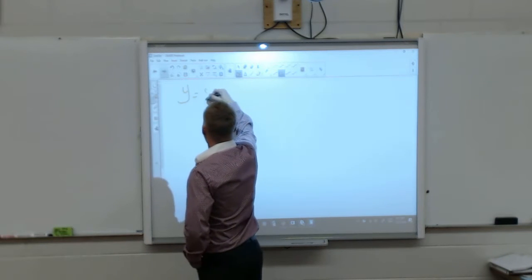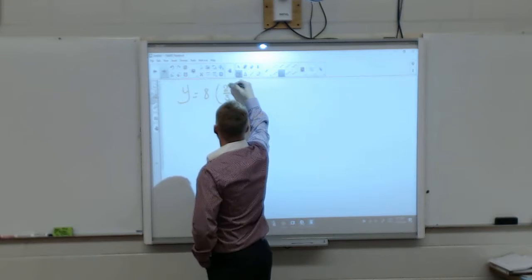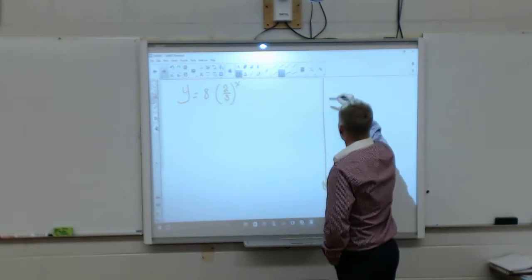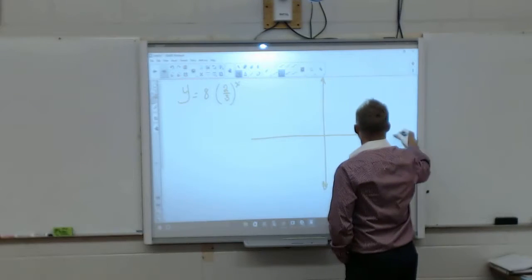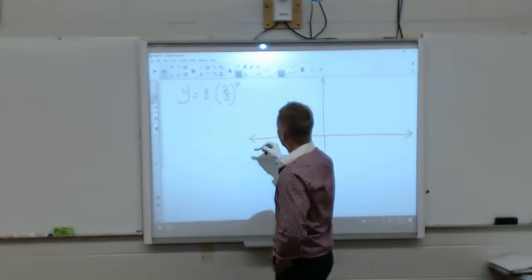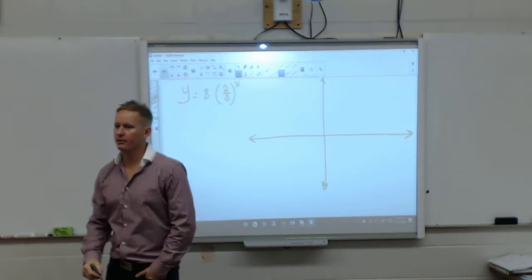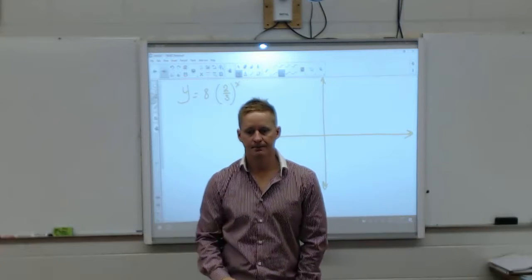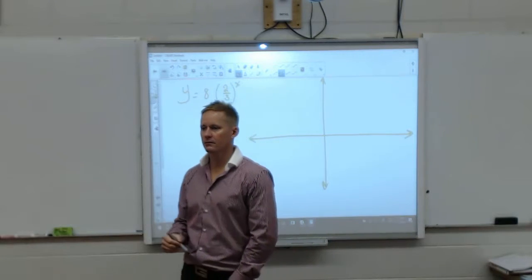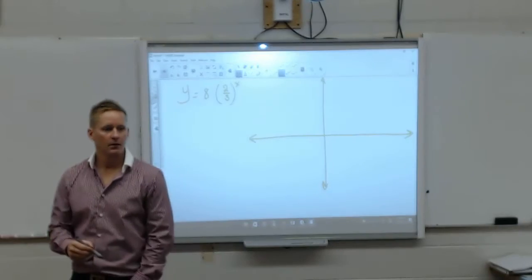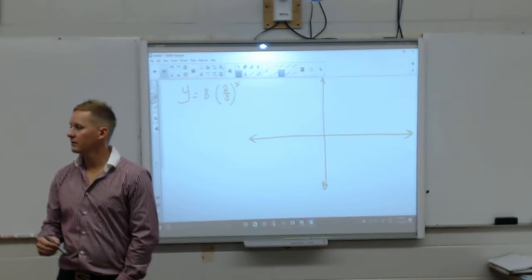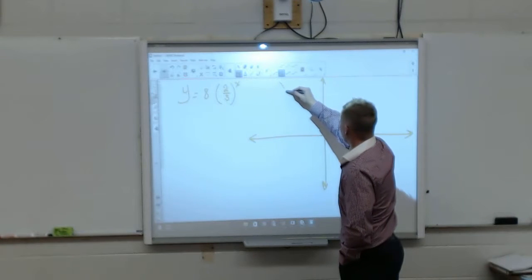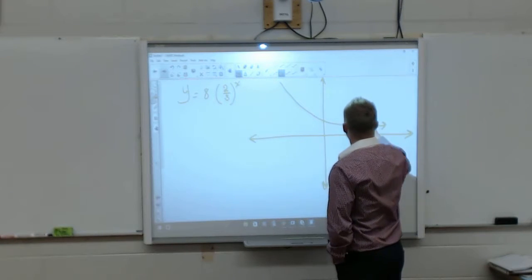So y is equal to 8 times 2/3 to the x. Okay, so before I graph it on my calculator, is it going to be increasing or decreasing? Decreasing. Why is it decreasing? Because the 2/3. The base is a fraction, right? So therefore, it's going to start up and come down here.